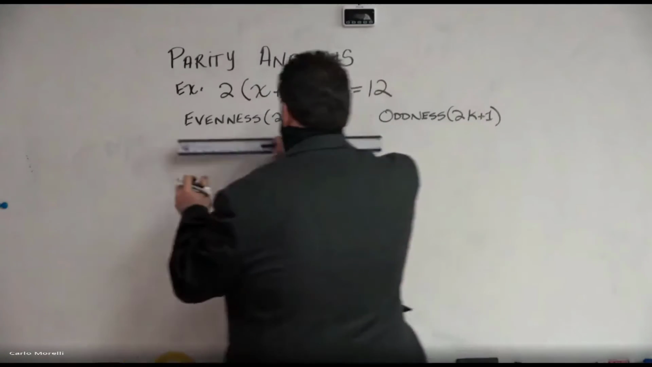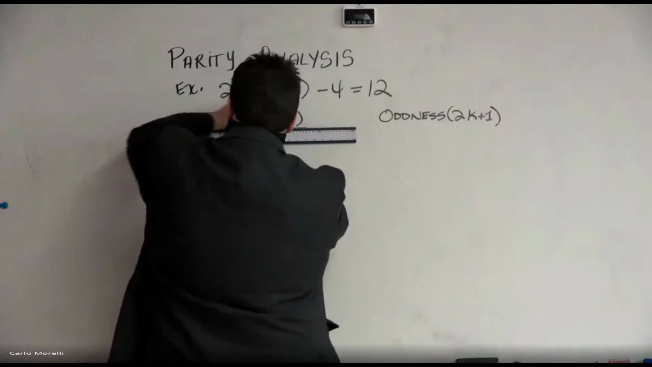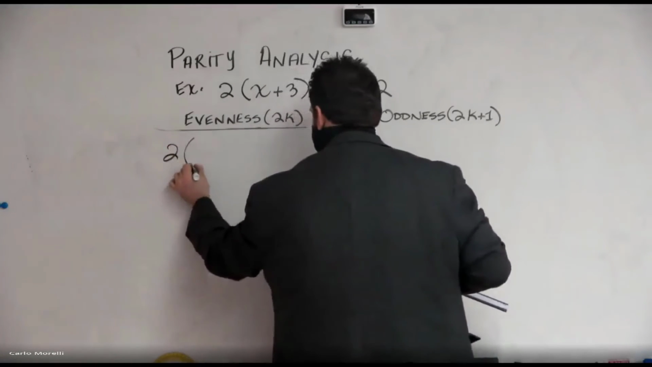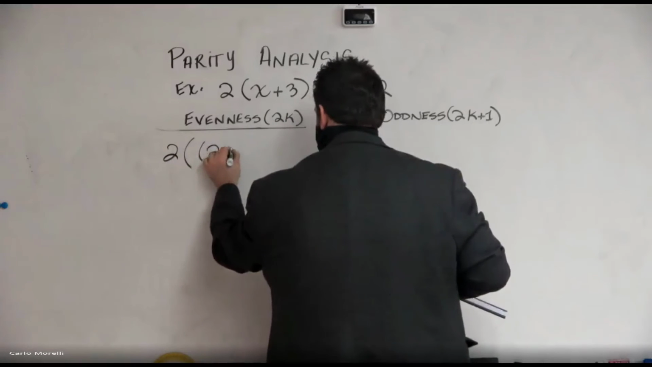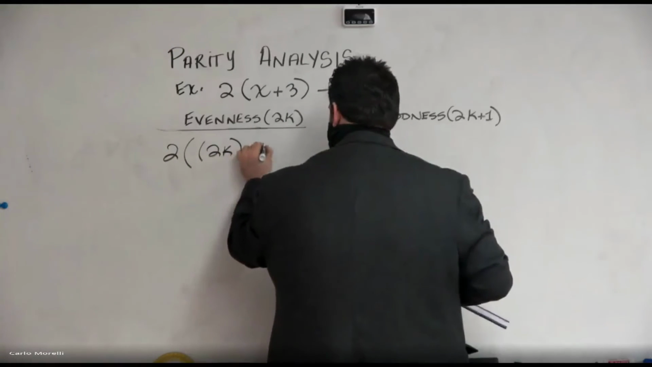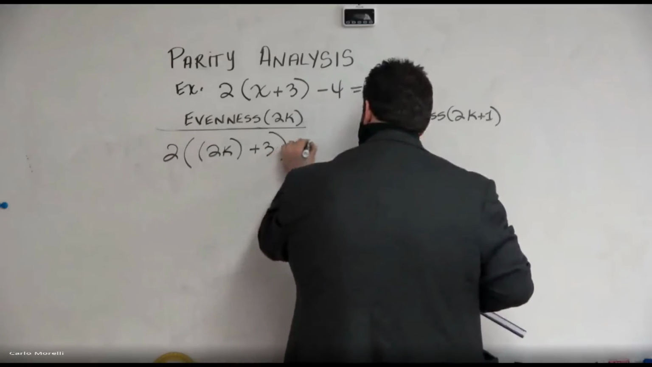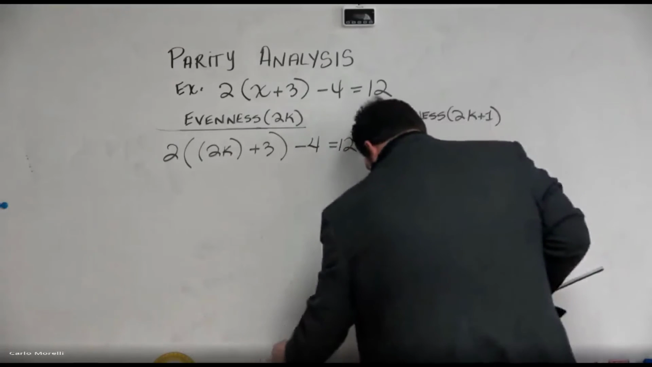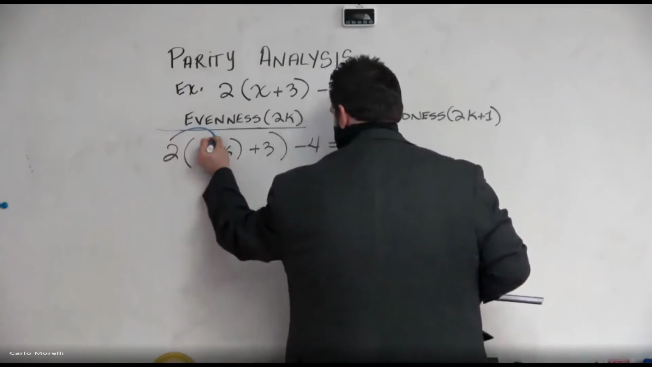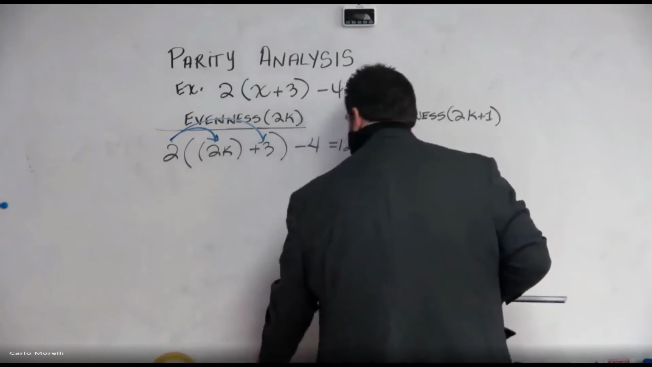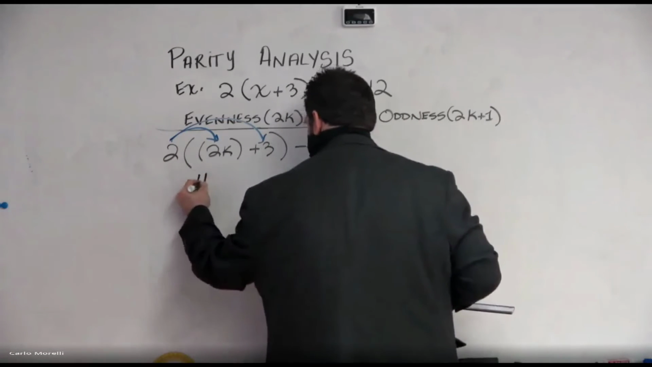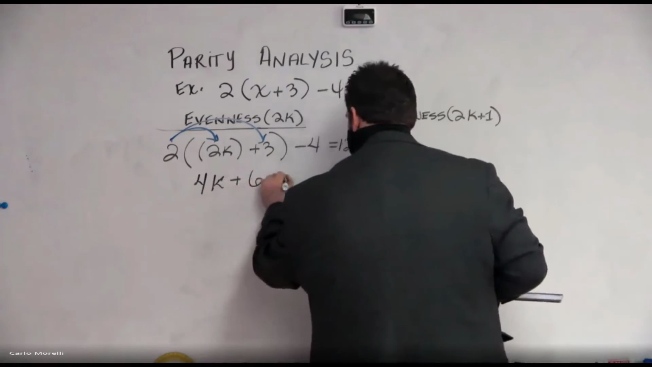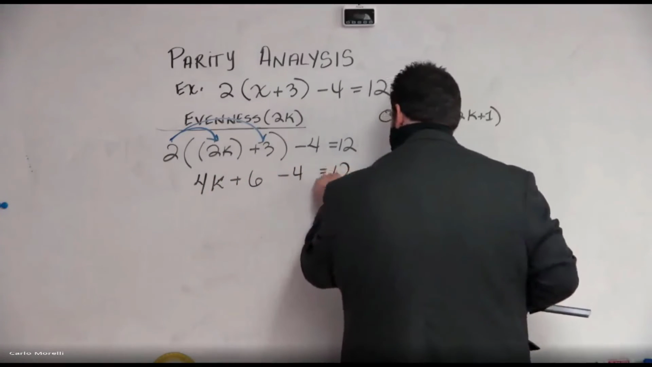So let's perform that evenness test first. And I'm going to substitute 2k for x. So I'm going to write 2 open parentheses, 2k, close parentheses, plus 3, close parentheses, minus 4 equals 12. Okay, so now it's McRib time. Distribute. Get those distribution lines going. 2 times 2k is 4k. 2 times 3 is 6, so 4k plus 6 minus 4 equals 12.